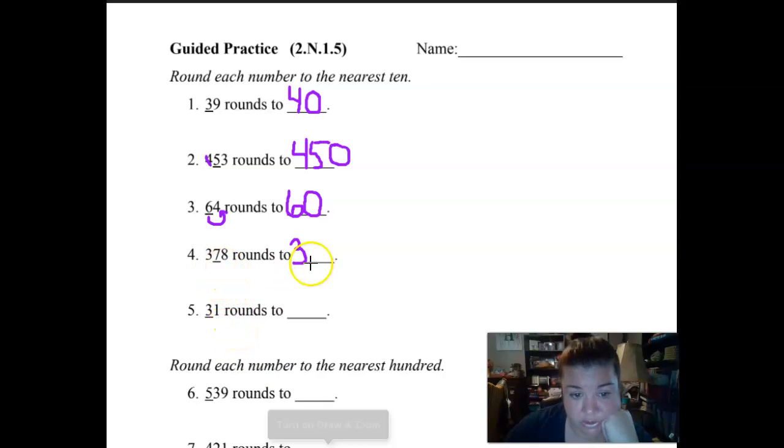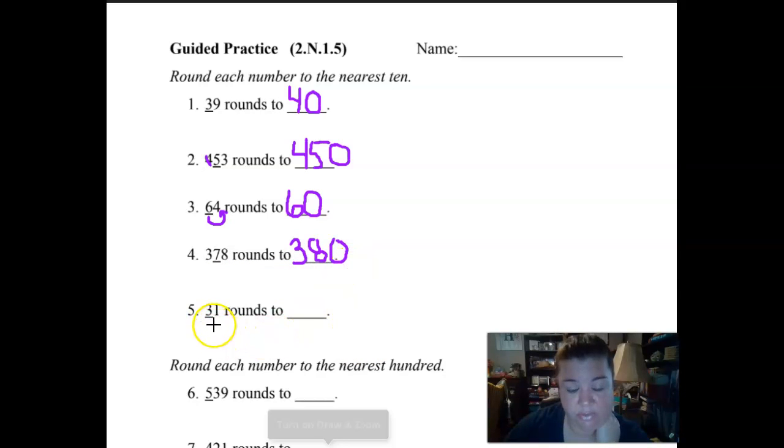Okay, so 8 is more than 5. So this 7 is going to go up 1, and then that 8 goes to a 0. So we have 80 now. So it's rounded up.